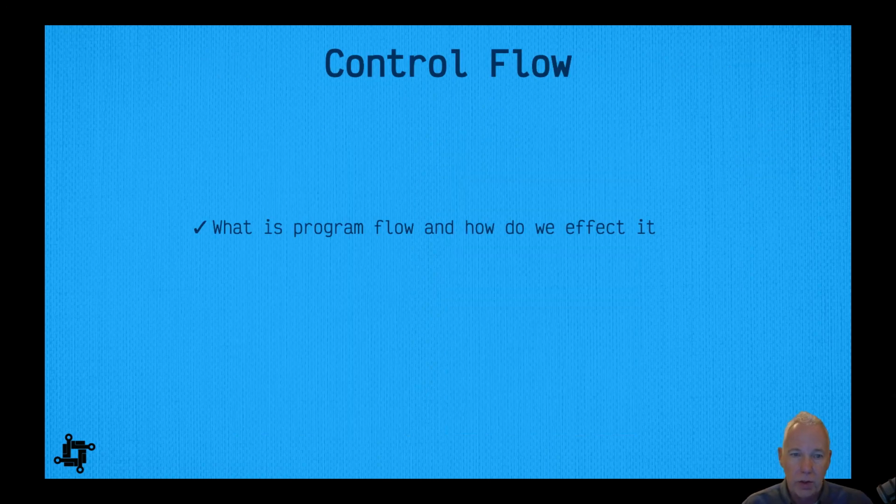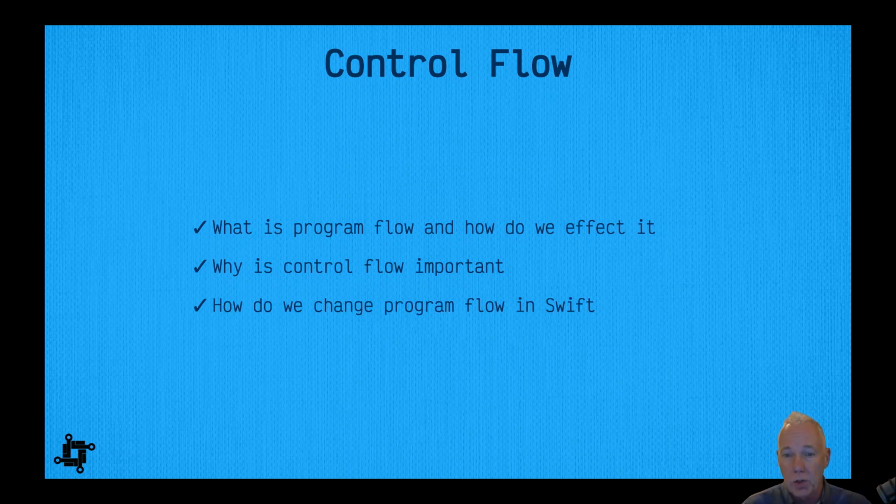So that's control flow, and there'll definitely be some good exercises to kind of work through this and really get it to sink in. But we talked about what a program flow is and how do we affect it. We know we do that with an if statement. The control flow is important because obviously if we don't know how to change direction in an algorithm, we are not going to be able to solve a lot of problems. And the third is how do we change control flow in Swift? That's the if statement.